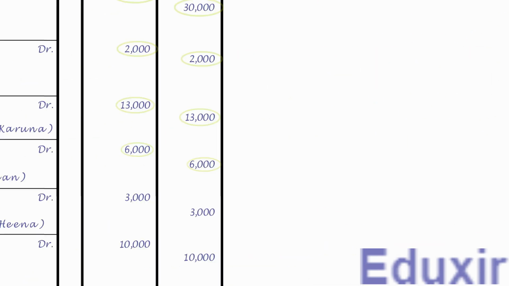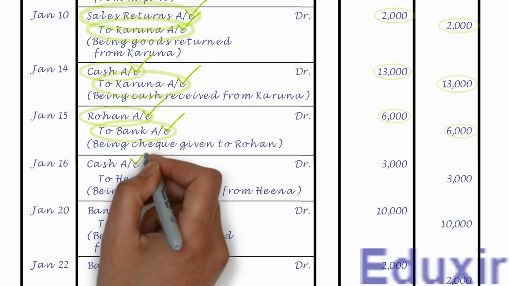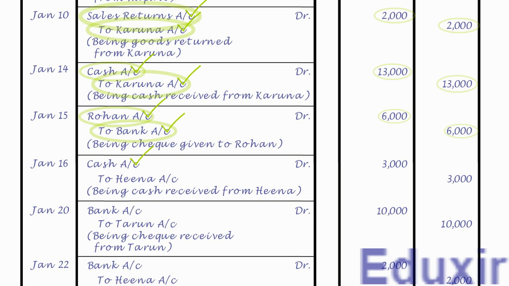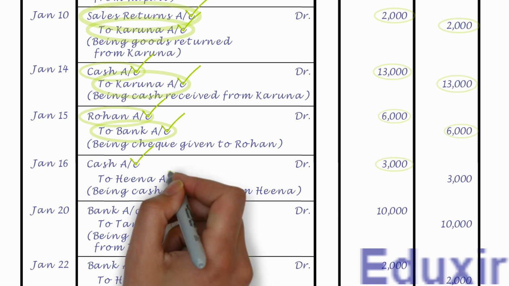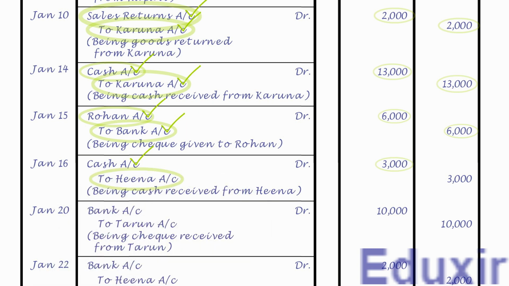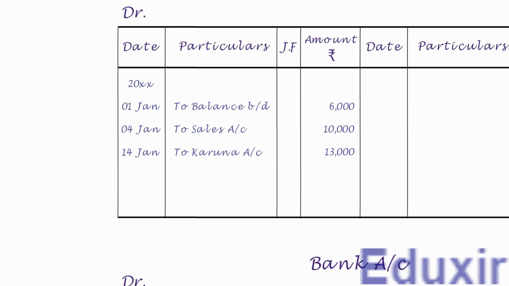As the name suggests, it needs to be posted on the debit side of cash account and the debit amount is 3,000 rupees. Note that the details that need to be posted into the particulars column is Hina account. We already have cash account. Let us now post this entry into that account. Let us first write the date.